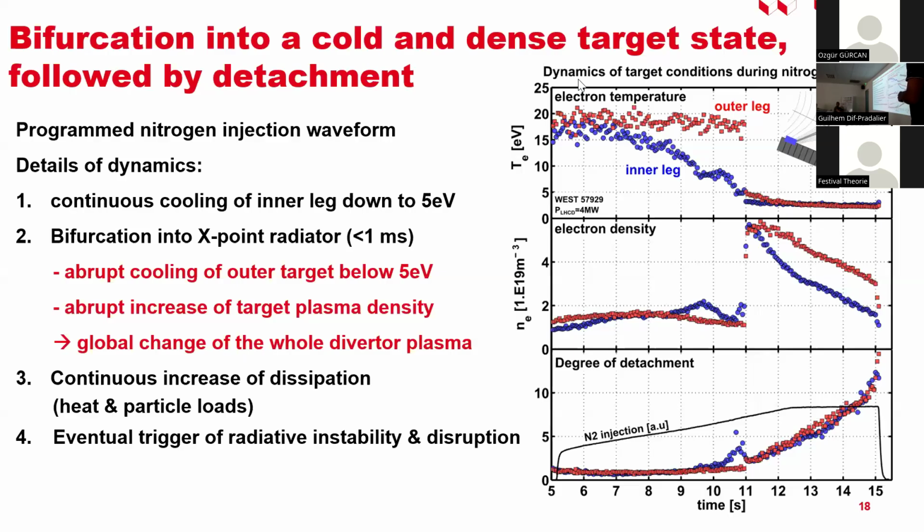And eventually we inject too much nitrogen and we get a disruption. The plasma could not sustain this. So this MARFE appearance is in fact the onset of dissipation on WEST. Only when we get into this MARFE do we start dissipating power and reducing tremendously the power load to the divertor. But we have to maintain this degree of detachment within two boundaries to avoid disruption. Okay.